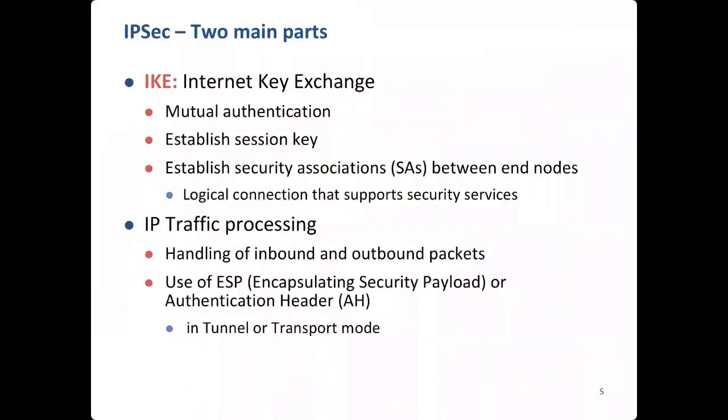Now we can see that IPSec has two parts. First is Internet Key Exchange, where two entities mutually authenticate themselves, establish a session key, and then create various security associations that we'll study today. A security association is nothing but a logical connection or understanding between two endpoints on the use of cryptography, such that if you are using AES at the source end, the recipient should know that we are going to use the same protocol, AES, for decryption, and so on. And then once a channel is established, traffic processing can happen, or both entities can send traffic.